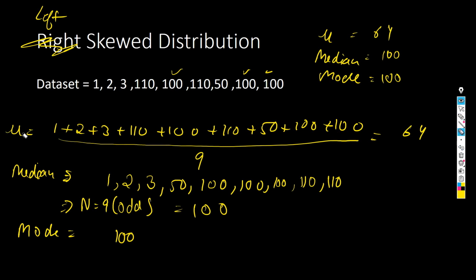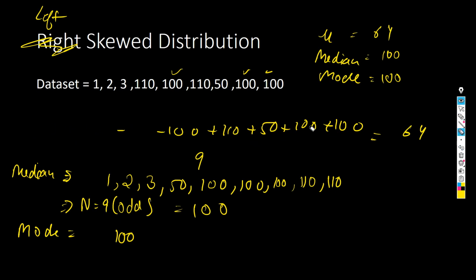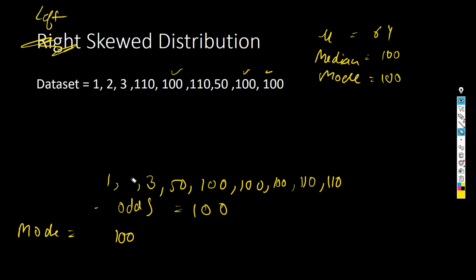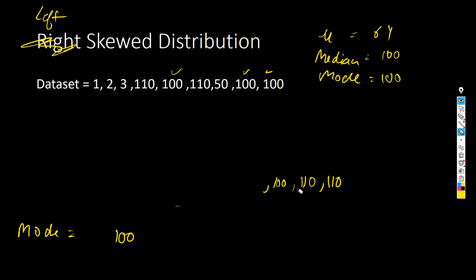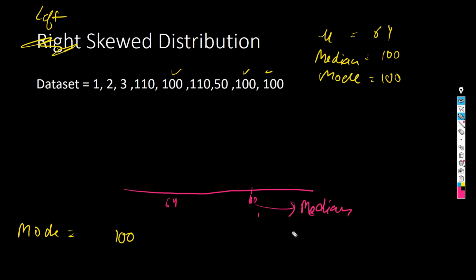Now let's try to draw a plot. So create a line; it will be our x-axis on which we have to plot the mean, median and mode. So your 64 will be there, and your median and mode are the same, so you can say 100. Try to see how it will look.